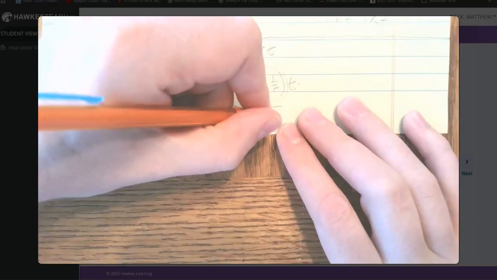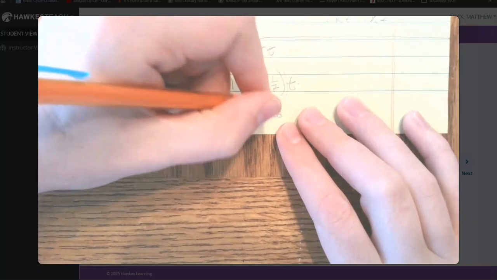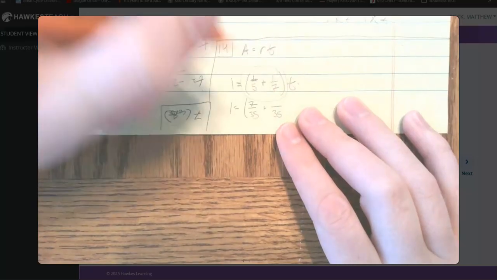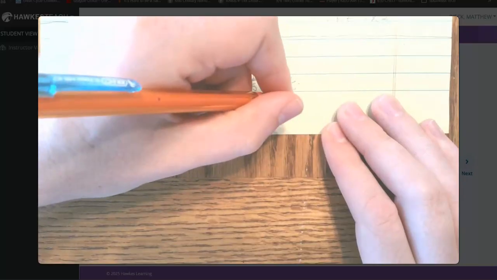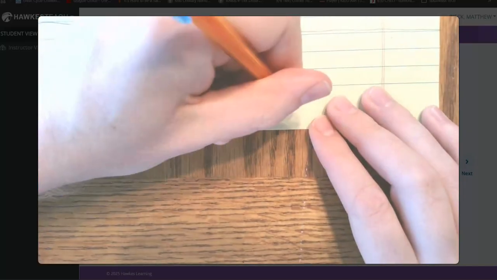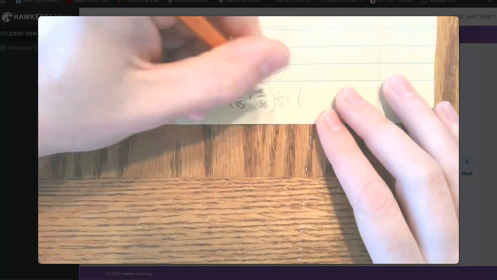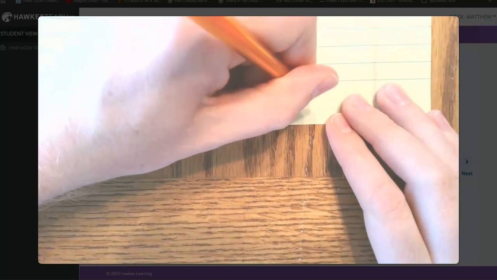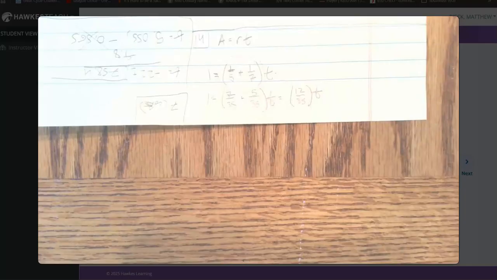And then 1/7. So again, we can take the bottom times 5. So again, we need to take the top times that same number. So when we take 1 times 5, we end up with 5. So then we can just add straight across. So we have 7 plus 5 is going to be 12/35. So you have 1 equals 12/35 times t.